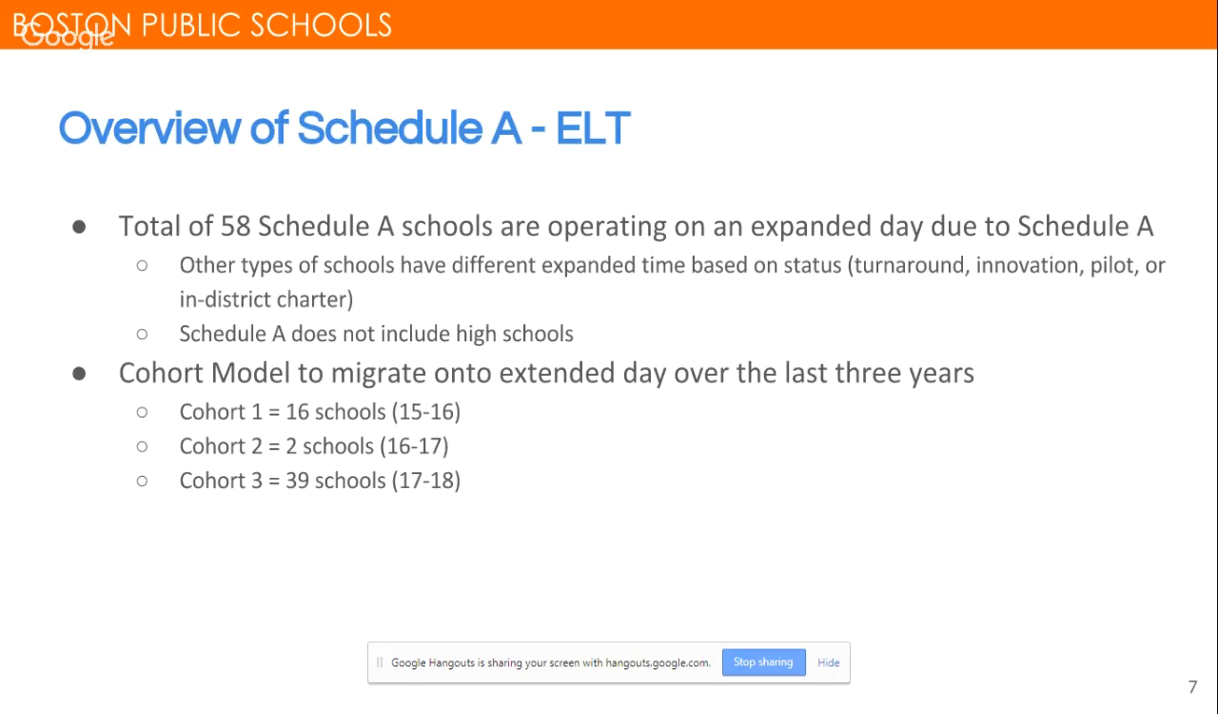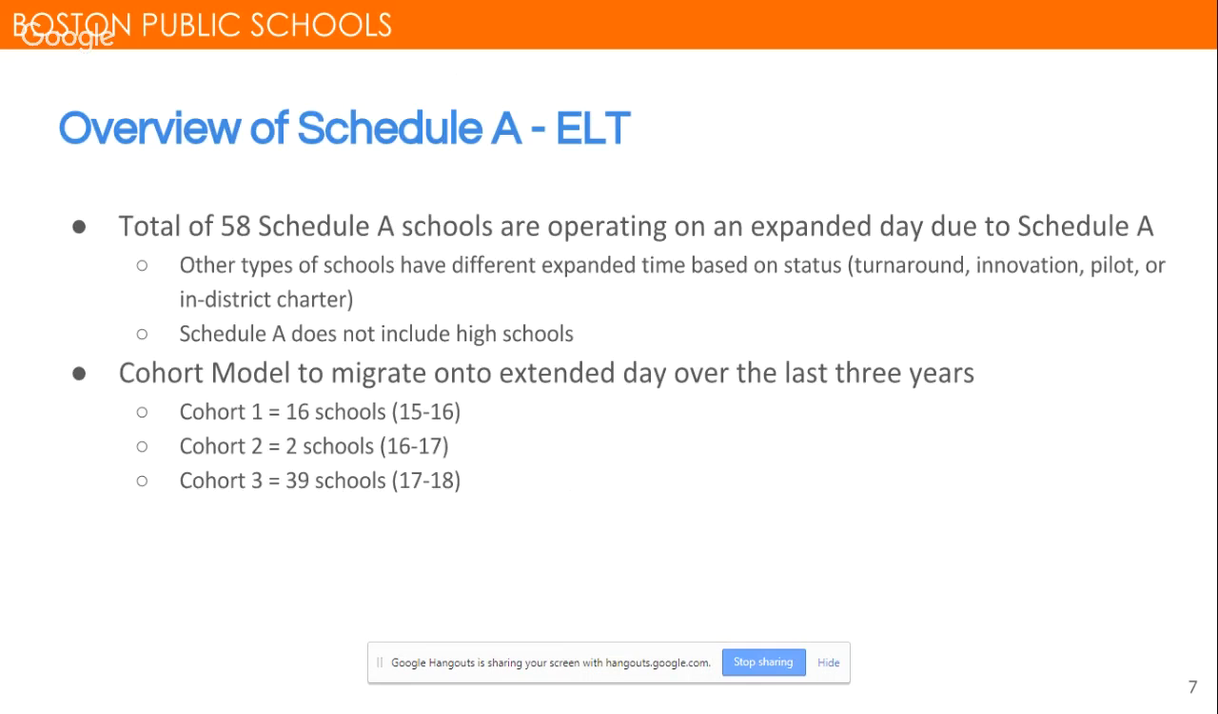So we have a total of 58 Schedule A schools that moved to this expanded learning day over the last 3 years. The Schedule A schools encompass all of our Boston Public Schools traditional K-8s. So if you're a K-5, a 6-8, or a K-8, you are now on this expanded day. There are a lot of schools in our district that have other types of schools that also have expanded time. But when we talk about Schedule A expanded learning time, we're referring to these 58 schools.